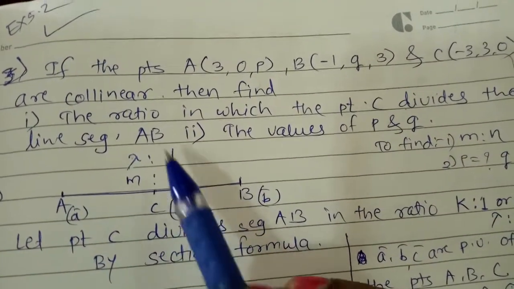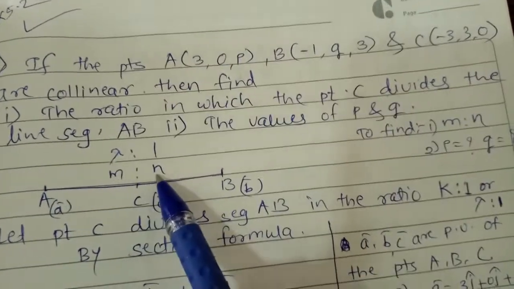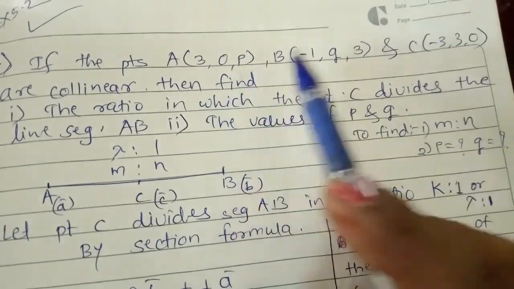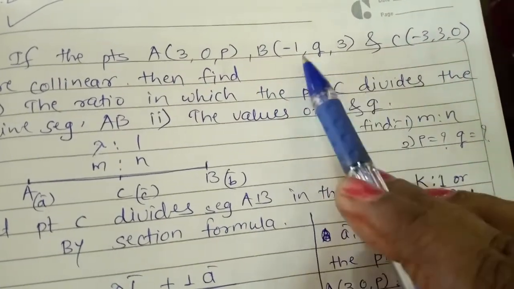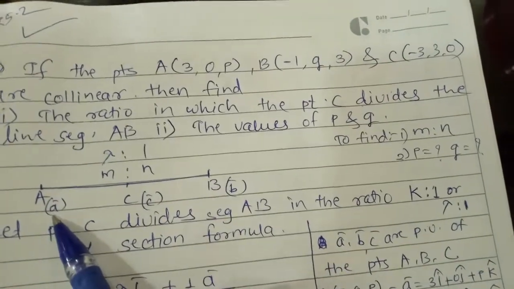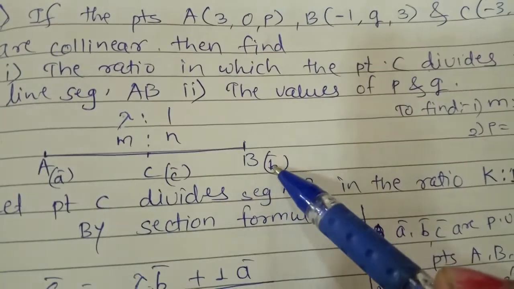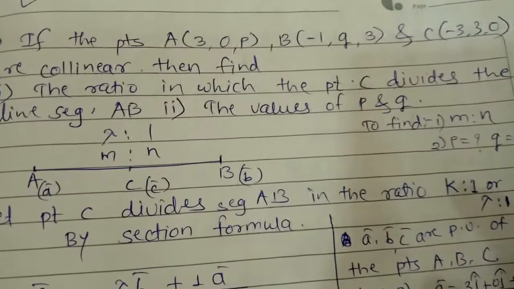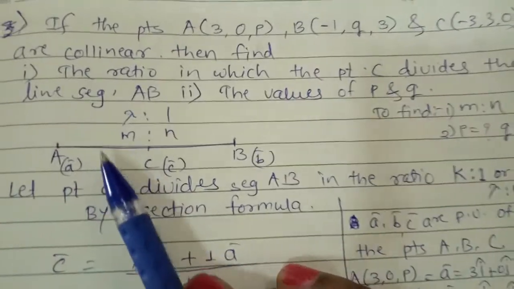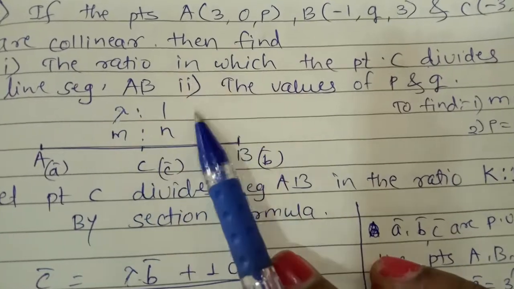It's not the midpoint, and the m:n ratio we have to find, it's not given. Point A is given as (3, 0, P), B is (-1, Q, 3) and C is (-3, 3, 0). Here we consider small a bar as the position vector of A, C bar as the position vector of C, and B bar as the position vector of B. In this example we have to find m:n and P and Q. Whenever the ratio is not given, you have to consider that the ratio is k:1 or λ:1.